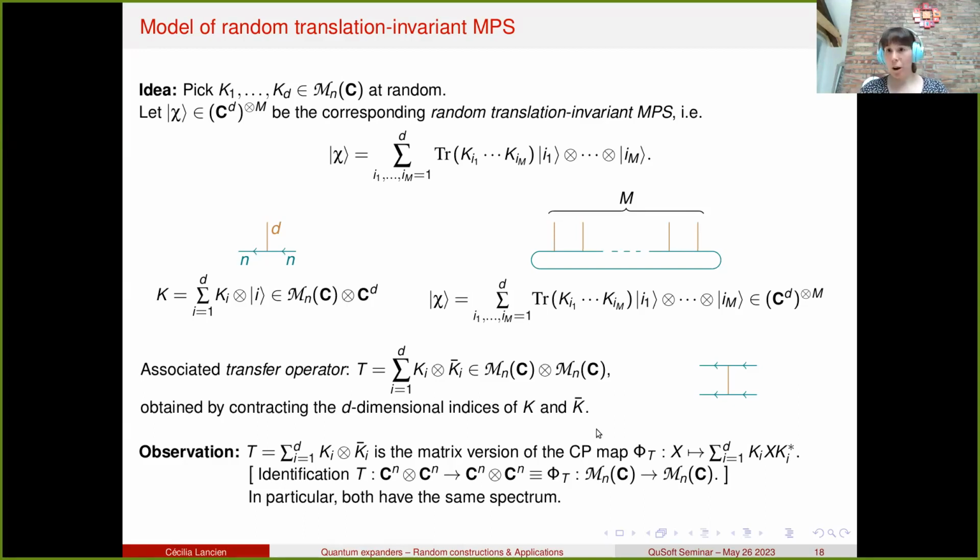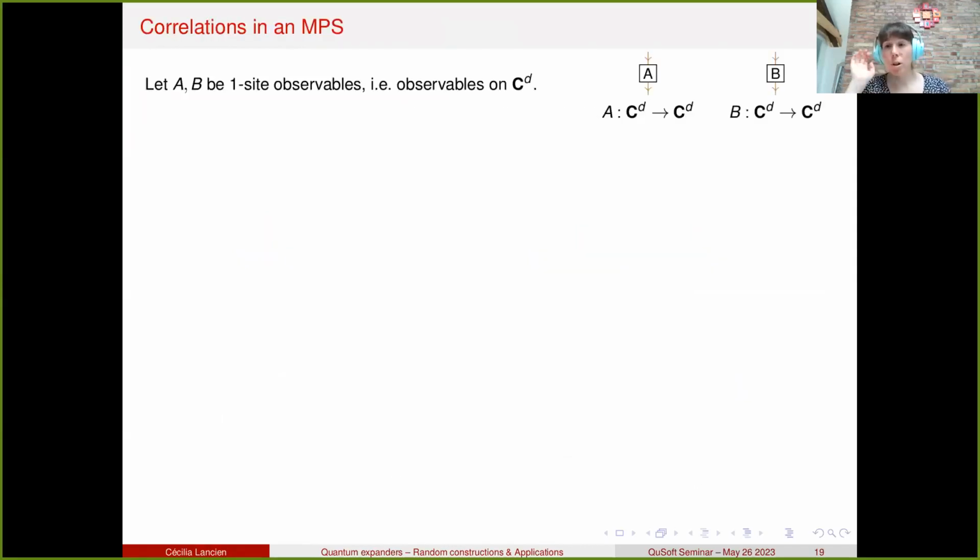Good. So now that we have defined the model of random MPS that we're going to be looking at, let me explain briefly what I've said before. What we're going to be interested in is looking at correlations inside this MPS. This is something a lot of you probably know, but just to be clear about what I mean, we're going to be taking one-site observables A and B, so observables acting just on one copy of CD.